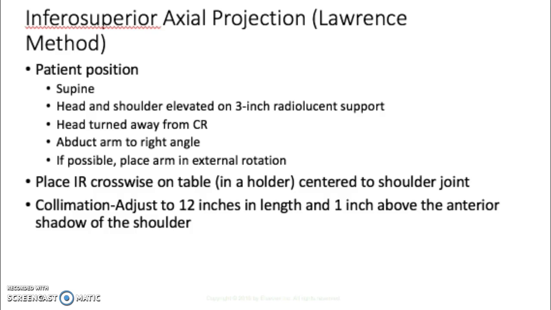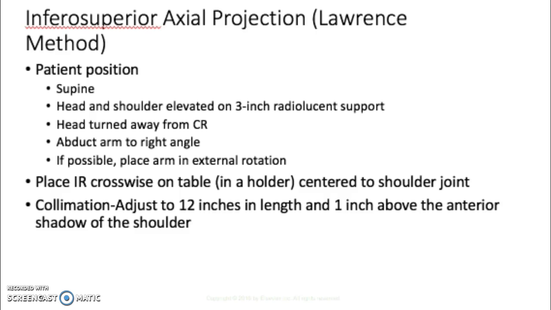Infero-superior axial projection. This one, the students are pretty much intimidated by because it takes a little maneuvering of the tube and the image receptor to make sure you have the right angles and you have the patient in the right position, you have the cassette in the right place. So it takes a lot of work to get this positioned properly. So you want to be sure in lab to practice quite a lot.